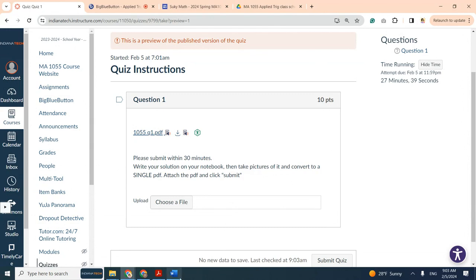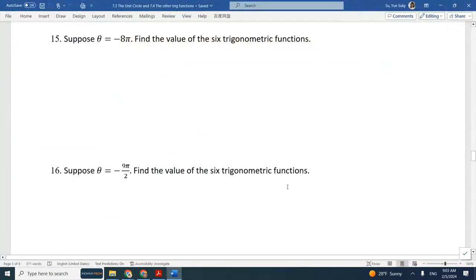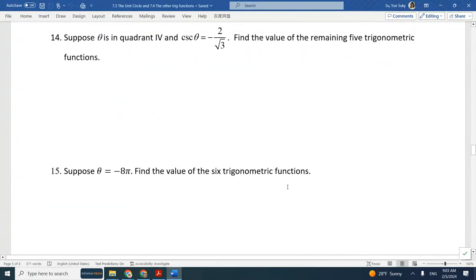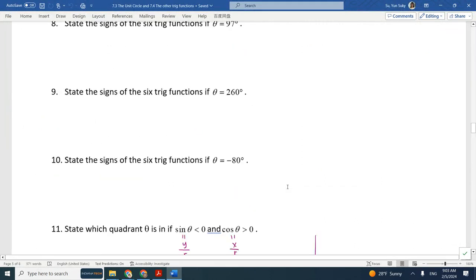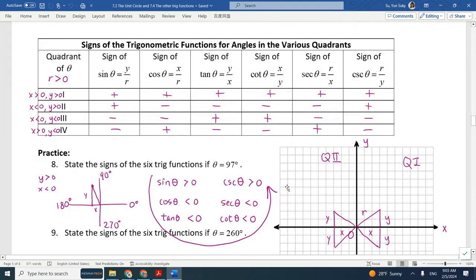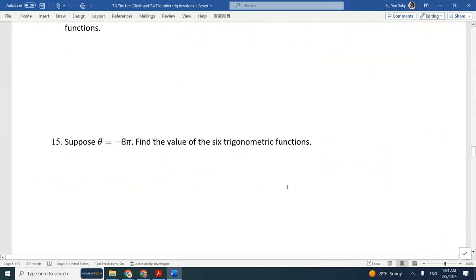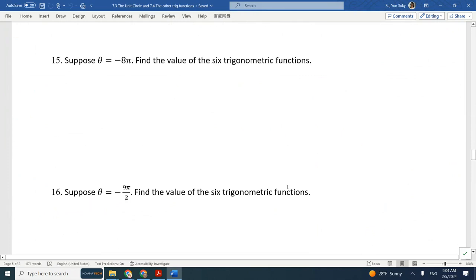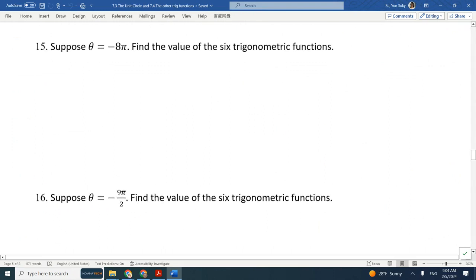All right, let's continue. Okay, so last time we talked about the 6 trig functions on a unit circle. And we also talked about in each quadrant whether the trig function is positive or negative, right? Do you still remember? And today I will test you on the unit circle. Okay, so let's continue. Last time we finished number 14, right? So today, let's continue with number 15.